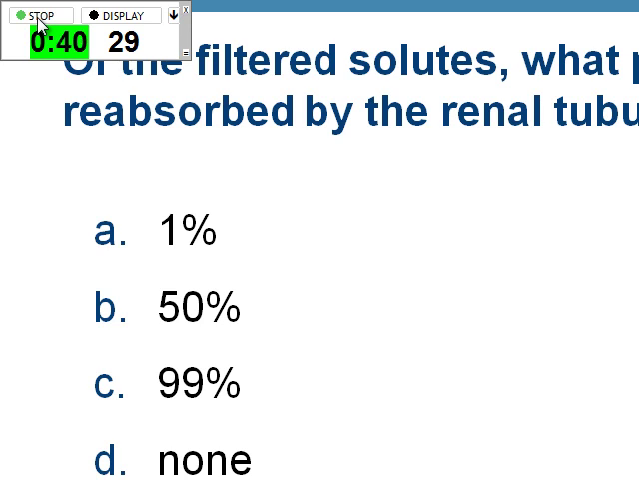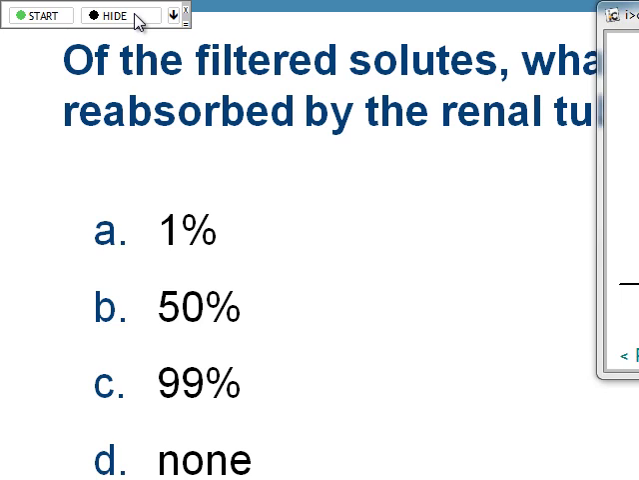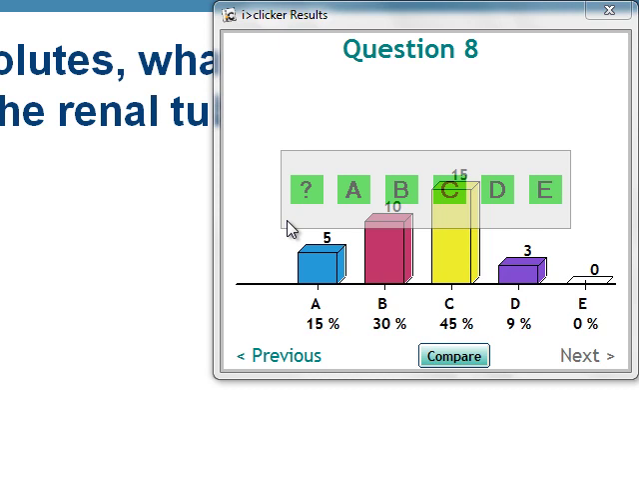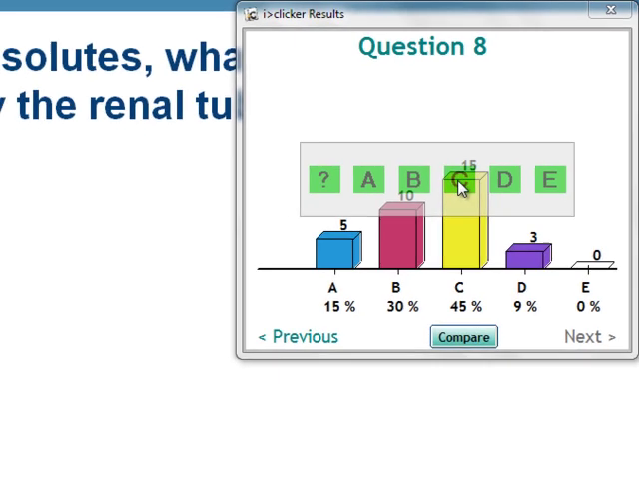Five, 4, 3, take a guess. Press a button. 2. There we go. What's the answer? Ooh, C. So most of everything I sucked out of the glomerulus, between its travels around the peritubular capillaries and through the proximal convoluted tubule, distal convoluted tubule, and loop of Henle, 99% of that stuff goes back into circulation. So C is the answer.